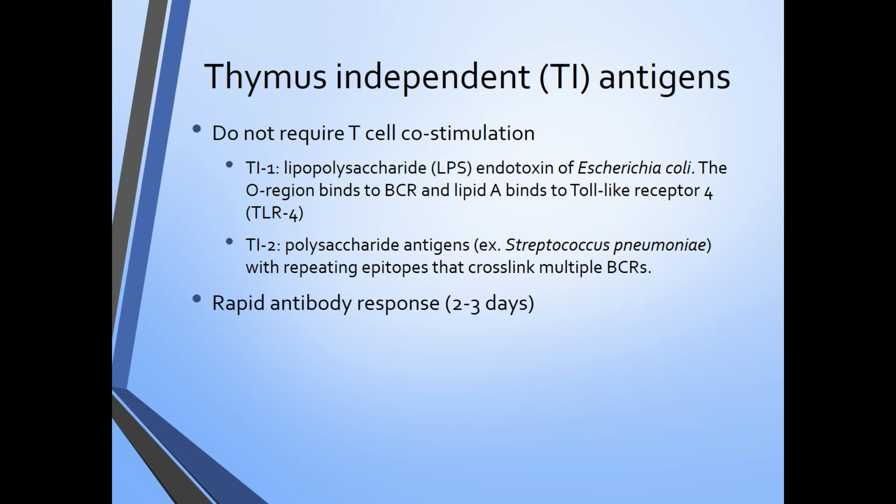Now the big thing about the T-independent antibody responses is they're relatively rapid. They can happen within days, 2 to 3 days. They result in low affinity IgM, and they're short-lived plasma cells.